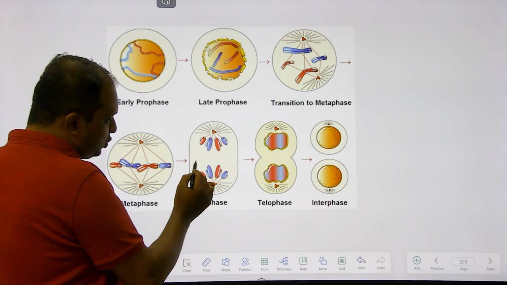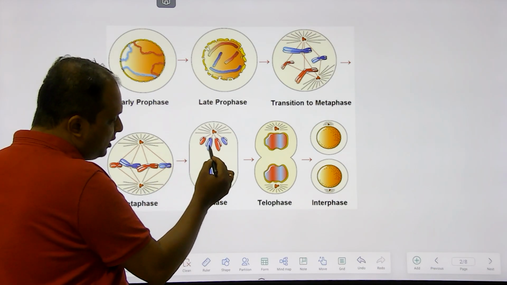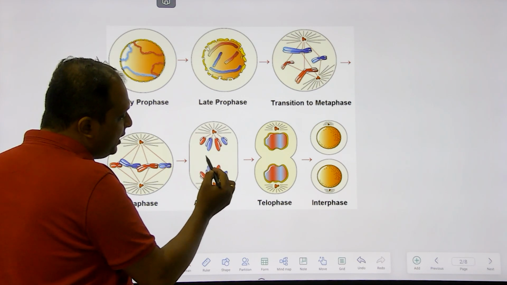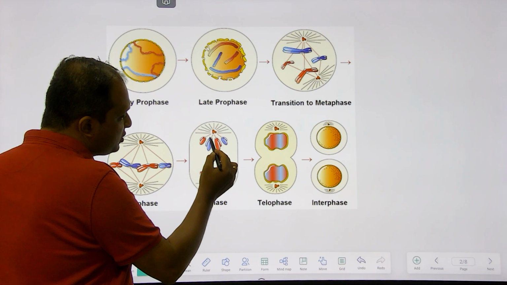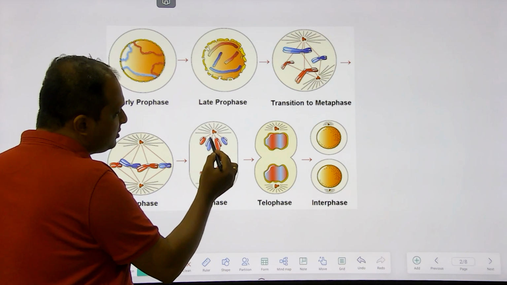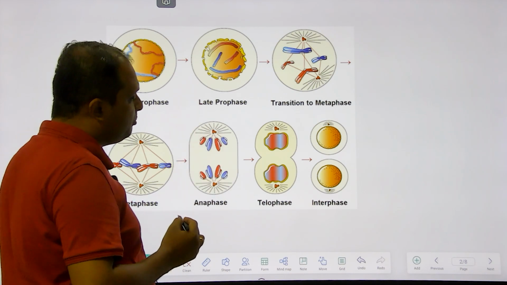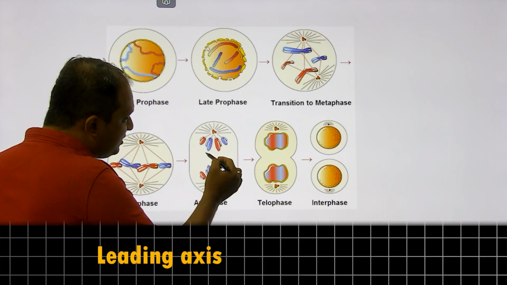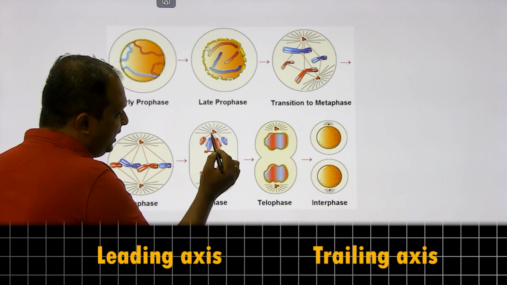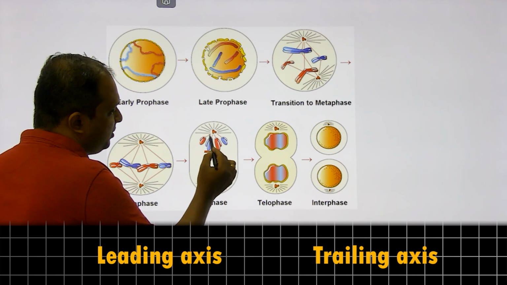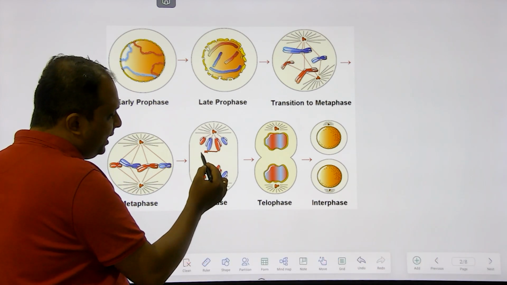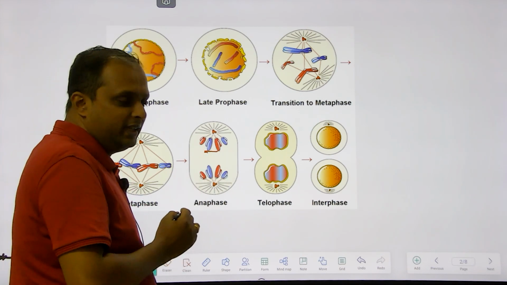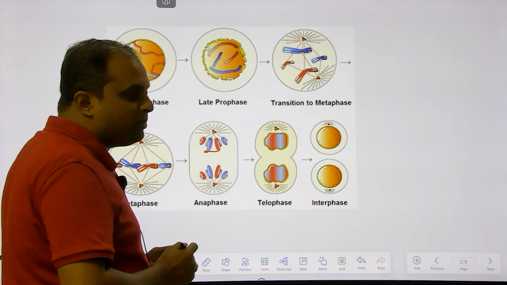The same cell is depicted here. This is the equator. So the chromatid is towards the equator and the centromere is towards the pole. You call the centromere side the leading axis and the chromatid side the trailing axis, because the chromatid moves last towards the pole. So this is what happens in anaphase.